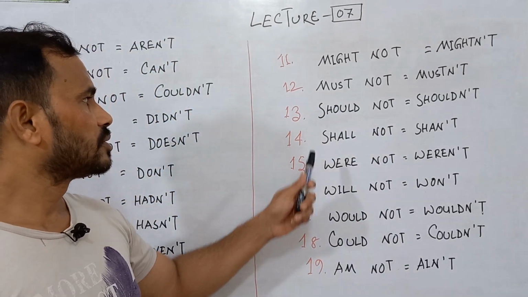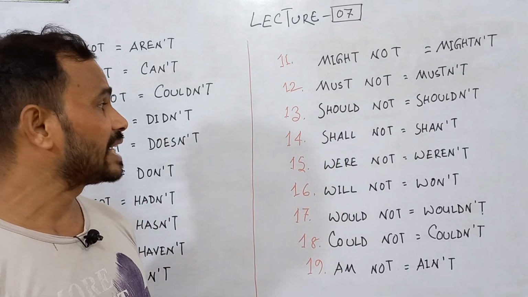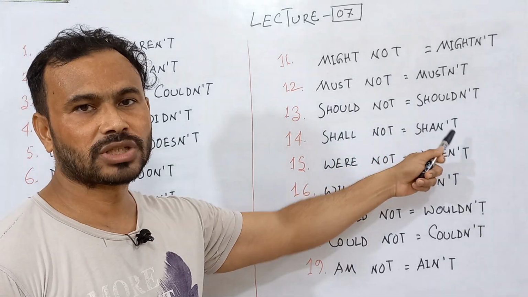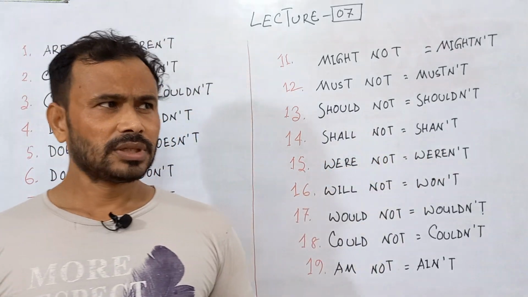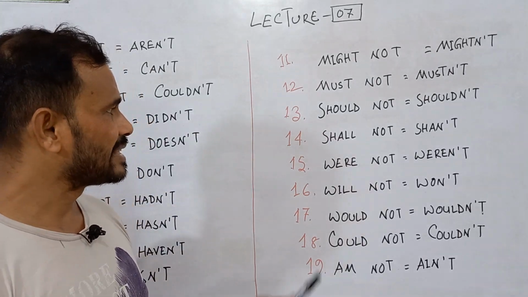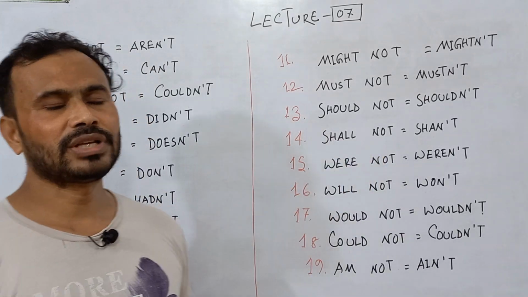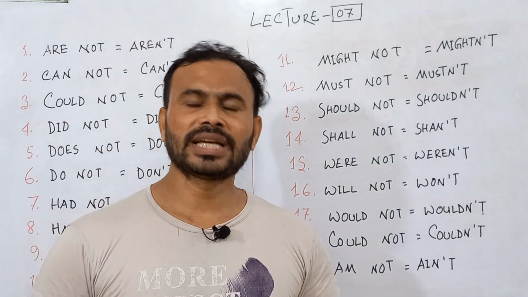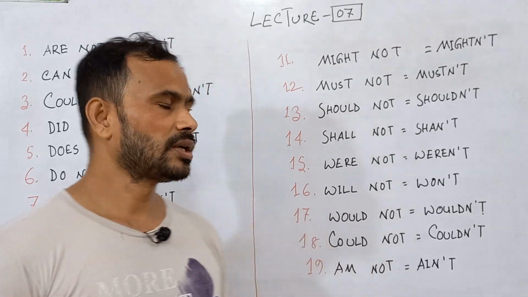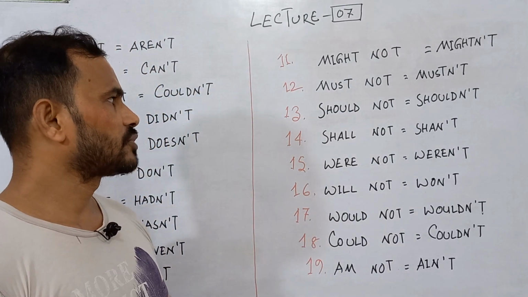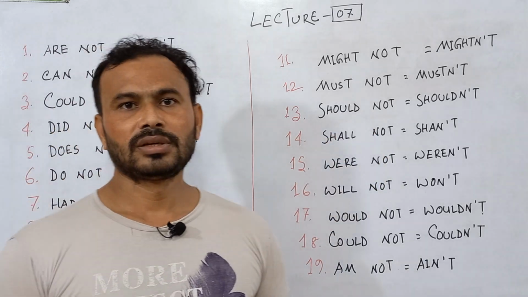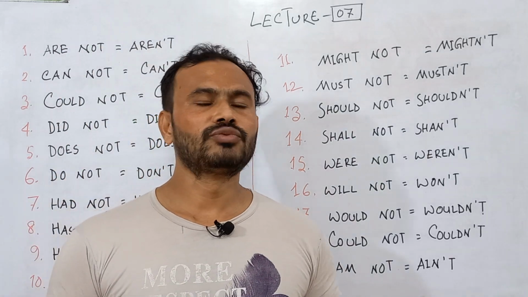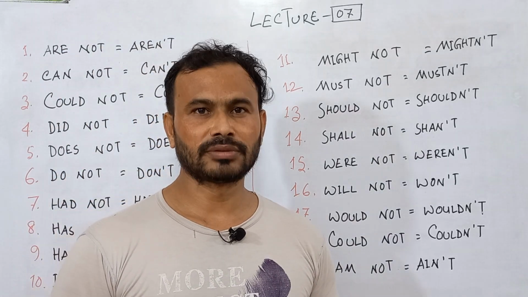Okay, so the next phrase is shall not. The contracted form of shall not is shan't. If we say one sentence for shall not, it is: I shall not work hard. We can use the contracted form of shall not, and the sentence would be: I shan't work hard.